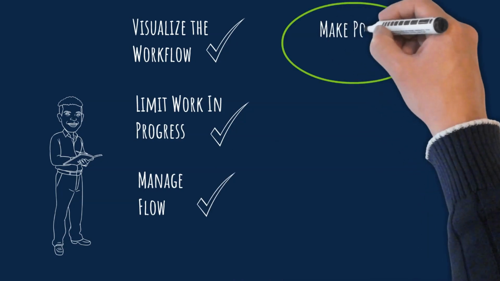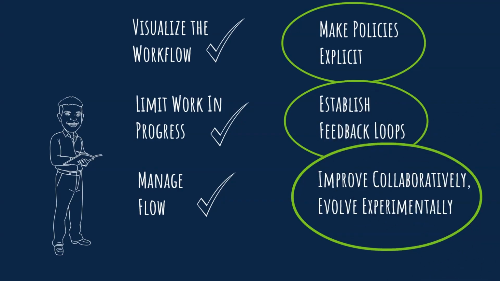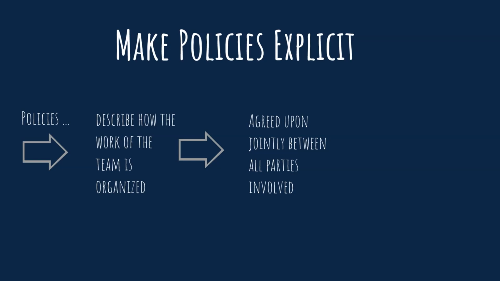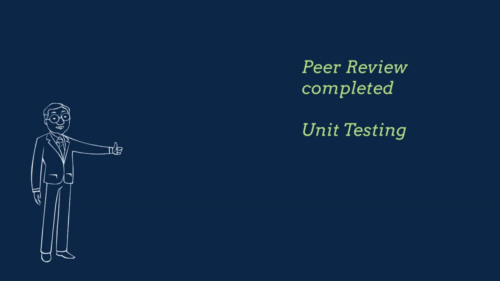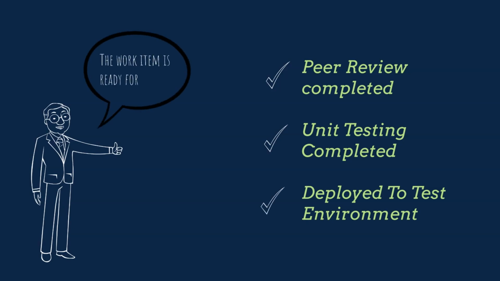Now let's talk about explicit policies, feedback loops, and evolutionary improvement. Policies are simple but well-defined descriptions of how the team works together and should enable self-organization among the people running the Kanban system. They are agreed upon jointly between all parties involved, including stakeholders, customers, and team members. The policies should be transparent and visible to all. From the perspective of workflow in the previous example, they help the team know what it takes for a work item to move from one state to another. Examples include definition of done and definition of ready.